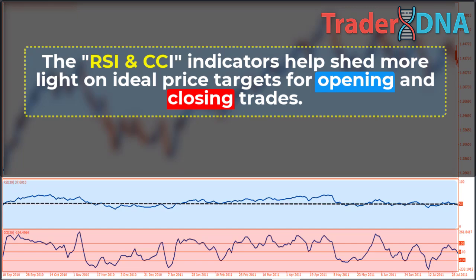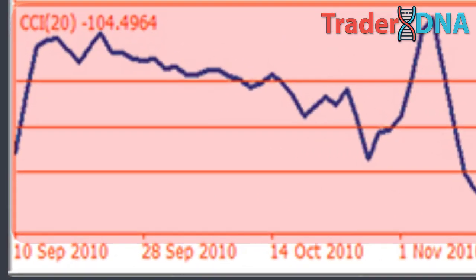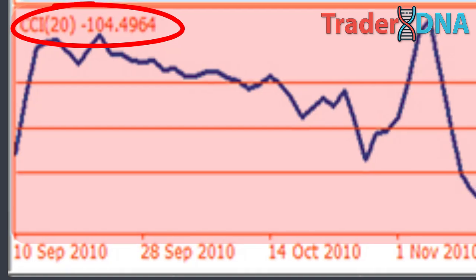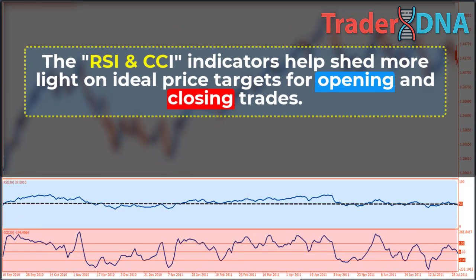When it comes to the CCI indicator, it would be wise to stick to the 20-period CCI as it tends to be more immune to short-term price changes that can be misleading. The overbought and oversold limits at plus 100 and minus 100 should remain the same.